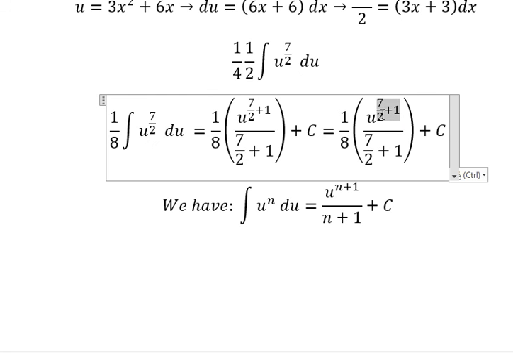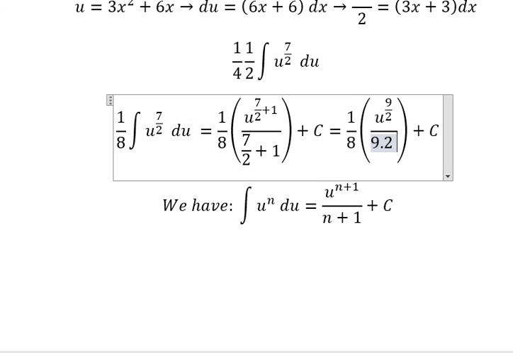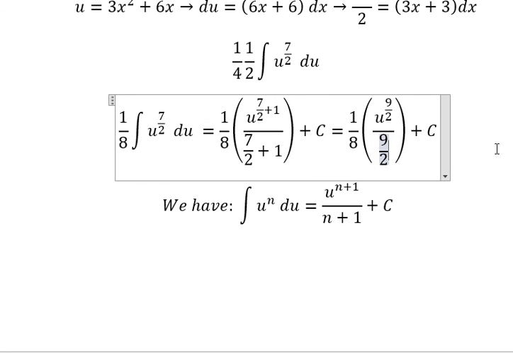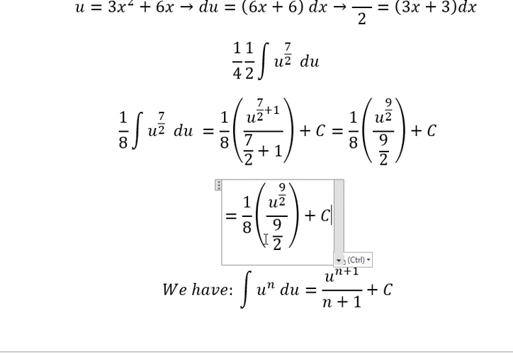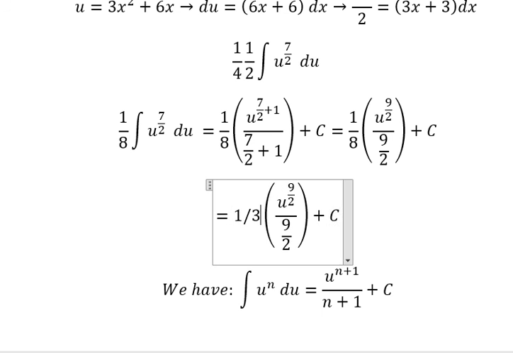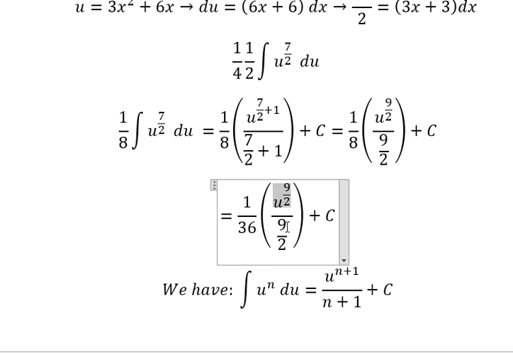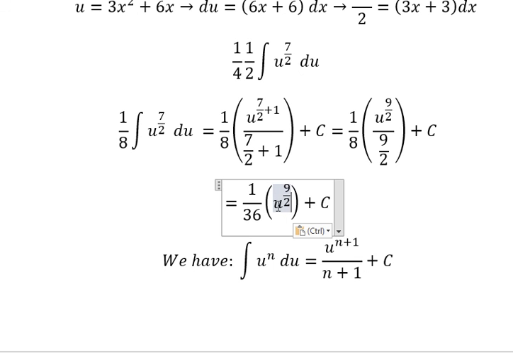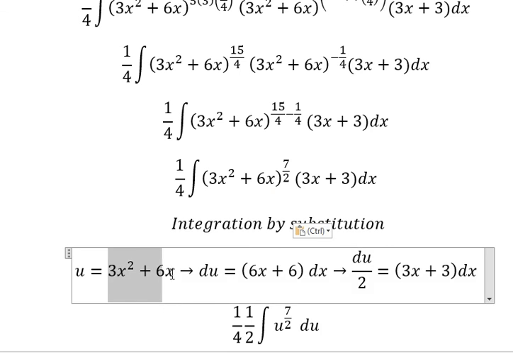So this one we have 9/2. This one we have 9/2. So we simplify the numbers, and we have 1/36. About u, that is about this one.